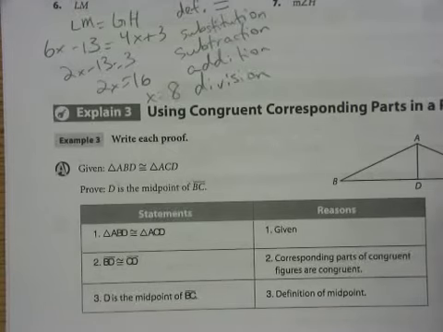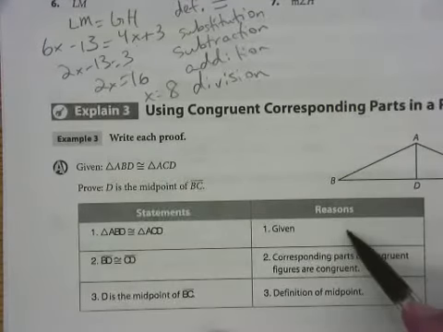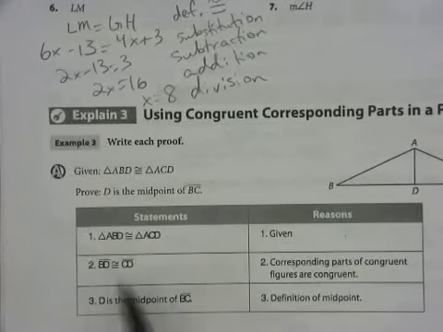In example 3, you see we're starting to get into formal proofs. So they've done the first one for us. Let's talk through it. I am given that these triangles are congruent. So that's why they start with that. Most of your proofs will start with what you're given.